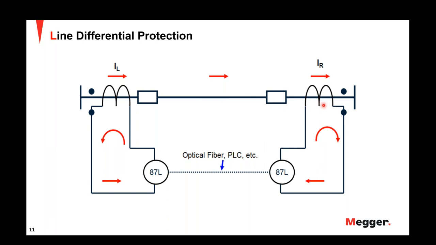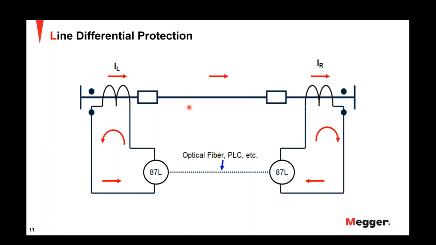For this protection, the zone of protection is defined by the location of the CTs, the current transformers, which monitor the currents on both ends of the transmission line, right? In this diagram, we show the setup of the line current differential relays. You see the 87L represents the differential relay on each end. The relays monitor the currents from the CTs they're connected to on both ends. One of them is referred to as the local relay, the other as the remote relay, and they are interconnected using optical fiber cables for communication.